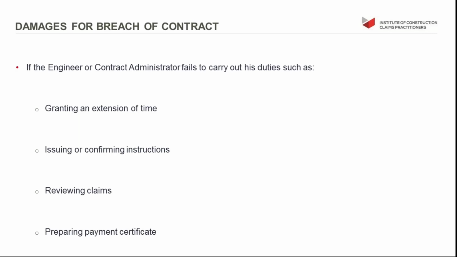If you as a contractor have fulfilled your obligations under the contract, but the contract administrator or engineer has failed to carry out his contractual obligations for issues such as granting you an extension of time that you believed you were entitled to, issuing or confirming instructions, reviewing claims within the time that he's required to review them in, or even things like properly preparing the payment certificate to include the items that you need to be in it.